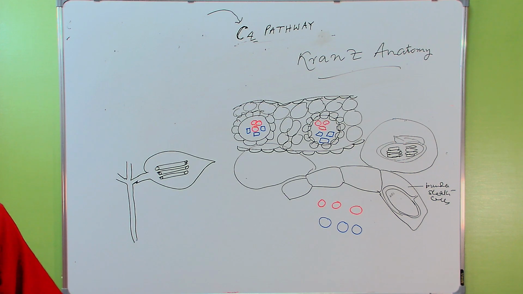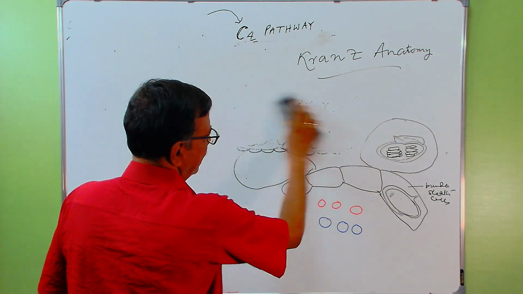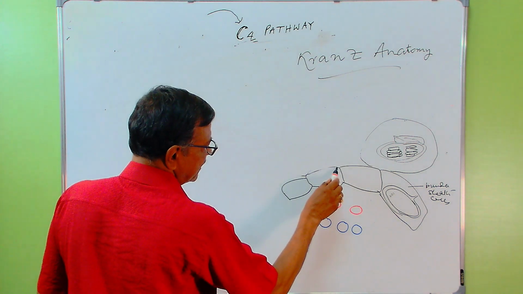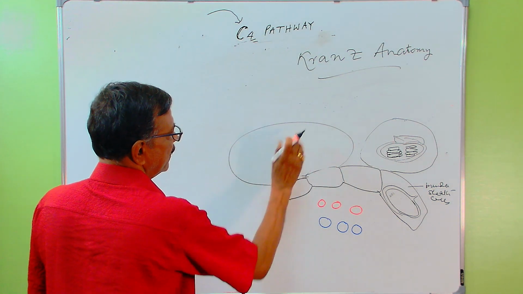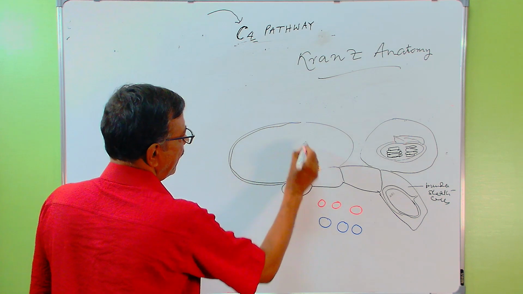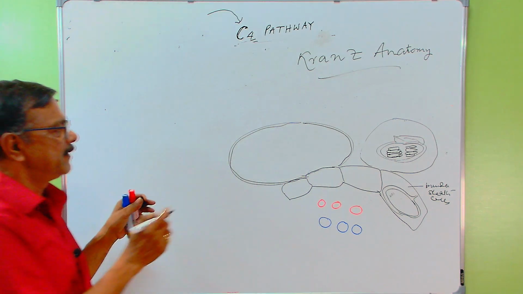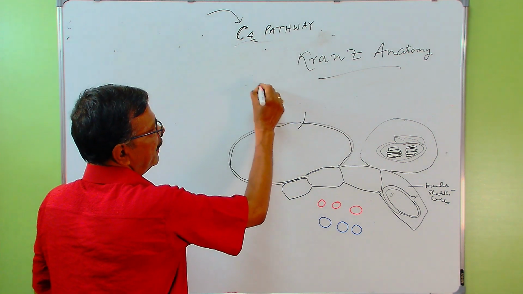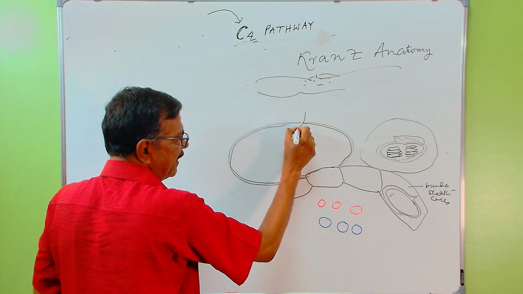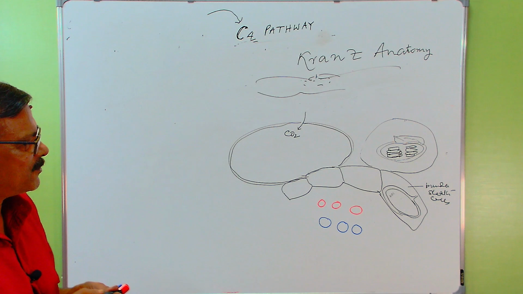Now what happens? This is mesophyll cells. These mesophyll cells have chloroplast in them. Here are the stomata. From the stomata, CO2 enters. CO2 enters through the stomata.